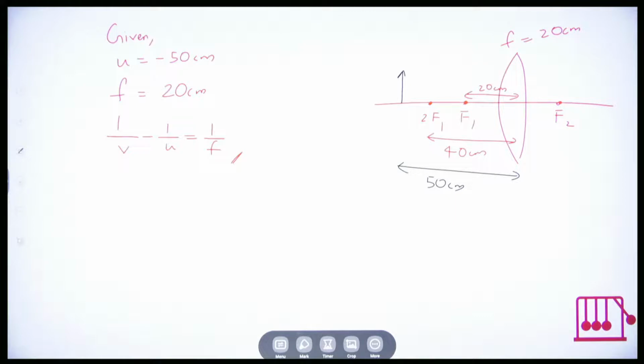Please solve it. You have the given information. All that you have to do is substitute and solve. Substitute carefully with proper sign and then solve.